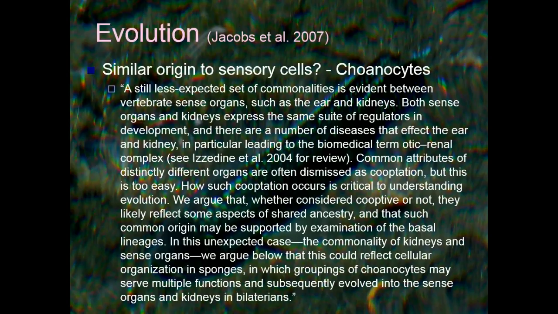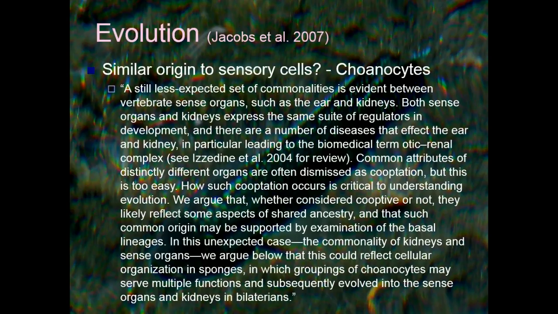In this unexpected case, the commonality of kidneys and sense organs, we argue below that this could reflect cellular organization in sponges, in which groupings of choanocytes may serve multiple functions and subsequently evolved into the sense organs and kidneys in bilaterians.